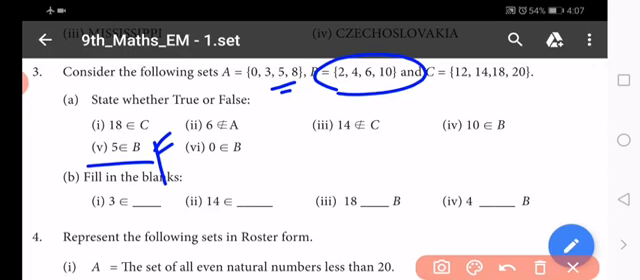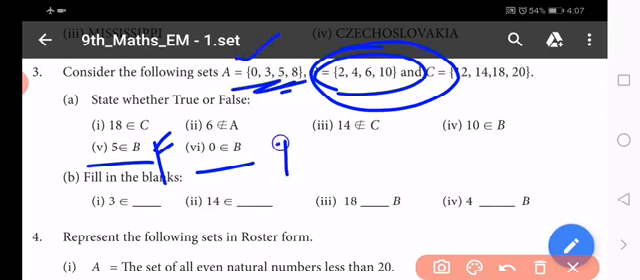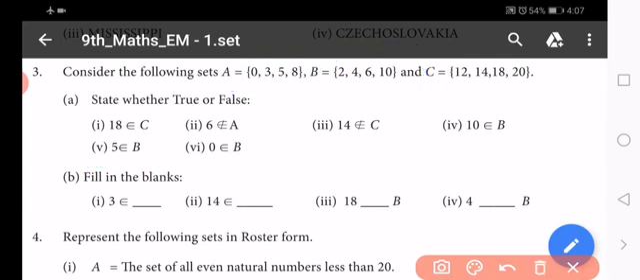And the sixth one, 0 belongs to B. 0 does not belong to B. 0 belongs to A. Therefore, the sixth is also false.